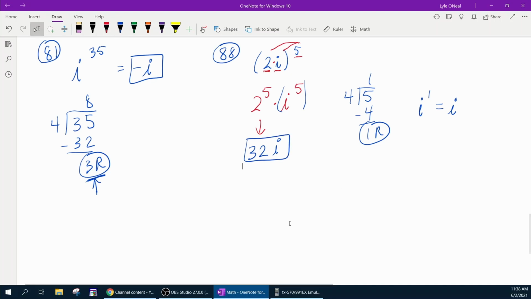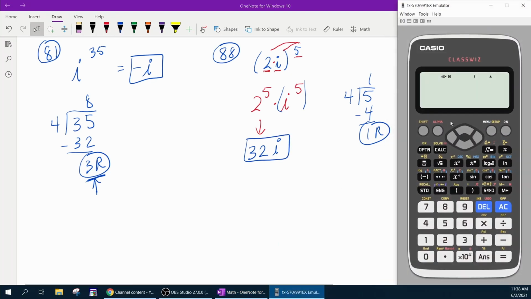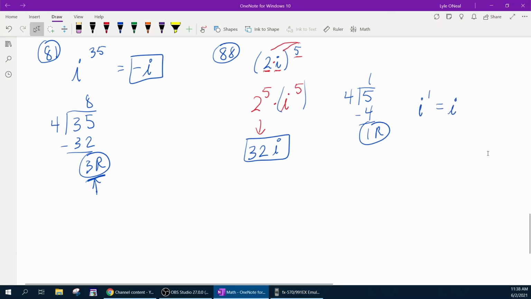And I think I'm going to check that with the Casio. Please don't forget to use the parentheses. The 2i needs to be in parentheses, all raised to the 5th power, and it gives us the answer we need. And that's going to do it for this lesson.